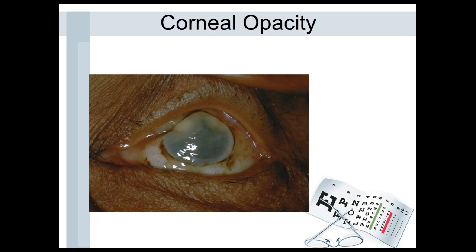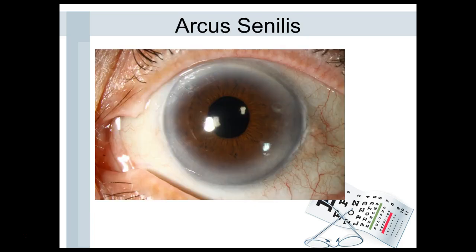The corneal opacity, this usually indicates cataracts. This could be a traumatic cataract or it could be one that's related to aging. Arcus senilis. This can be normal in older adults as part of an aging process. It can also indicate high cholesterol if someone has very severely high cholesterol. Cholesterol can deposit and cause arcus senilis.